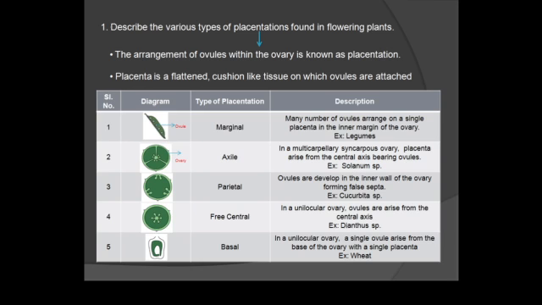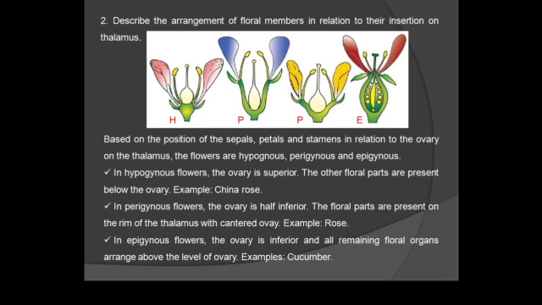And the last type of placentation is basal. In this condition, there is a unilocular ovary, like that of free central; it is also unilocular. A single ovule arises from the base of the ovary with a single placenta, for example in wheat. So in the next slide, I am going to explain the second question.